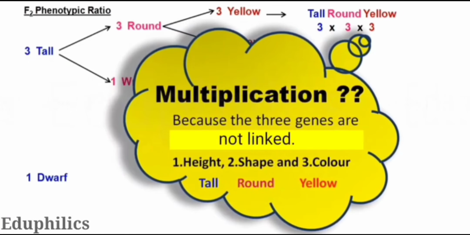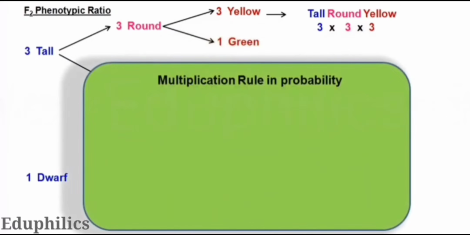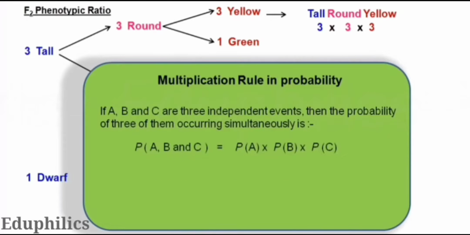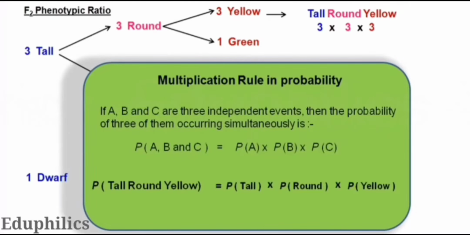Now the question is, why are we multiplying? Because the occurrence of these three phenotypes are independent to each other. So we are going to apply multiplication rule in probability here. This rule cannot be applied if the genes are linked to each other, but here the occurrence of these three traits are mutually independent.